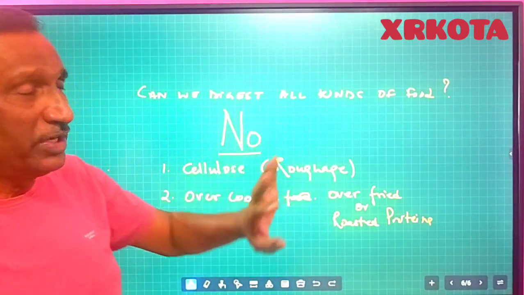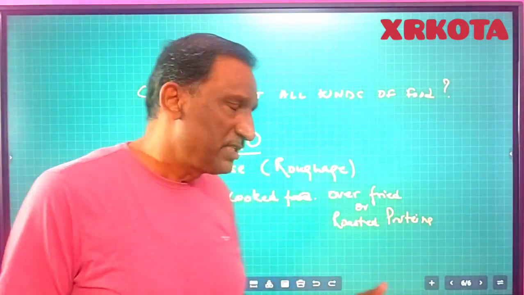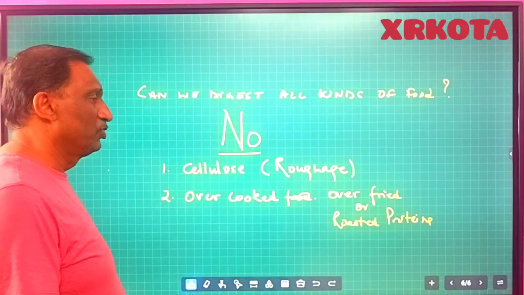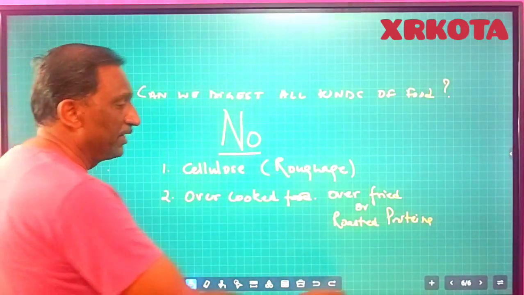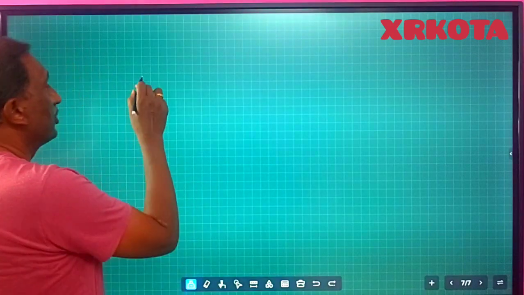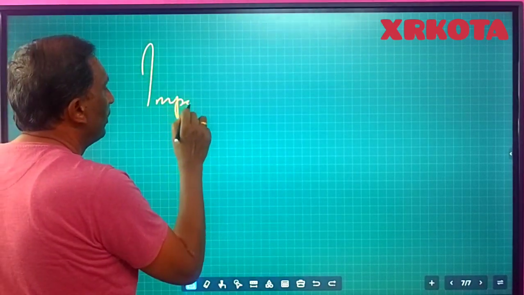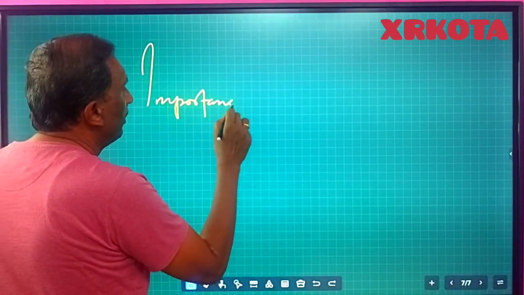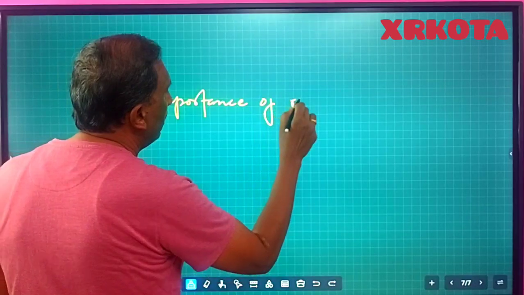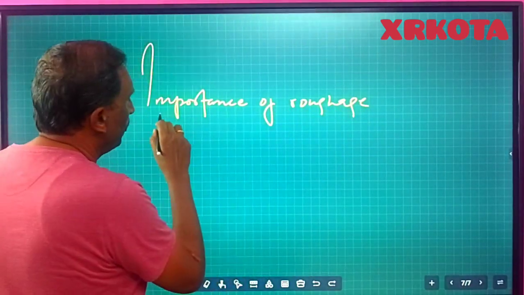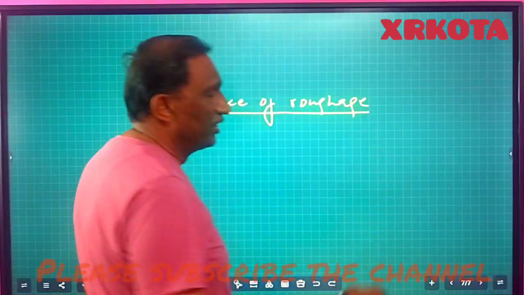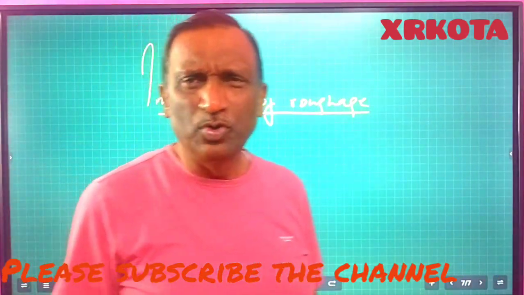So can we digest all kind of food? No. सेलुलोज तो हम कर ही नहीं सकते साहब. तो रफेज, तो फिर रफेज की इंपॉर्टेंस क्या है? चलिए ये भी पढ़ लेते हैं. जब डॉक्टर ने इतना पढ़ लिया तो वो भी पढ़ लेते हैं. Importance of roughage. You might have seen some people who have got constipation.